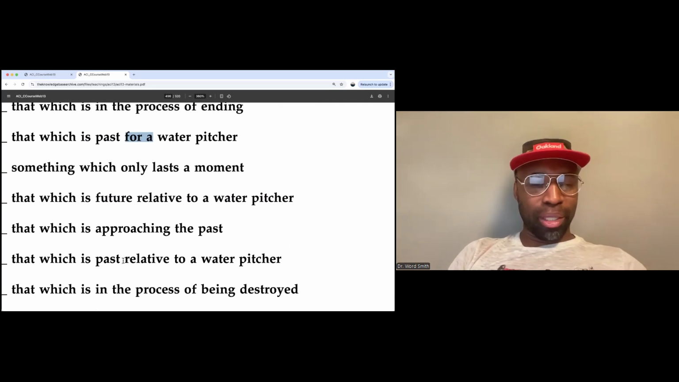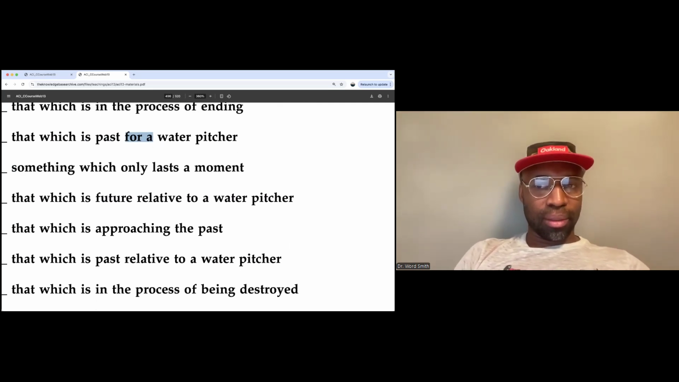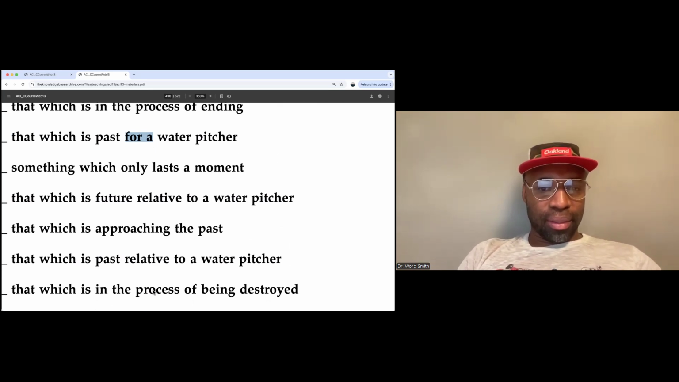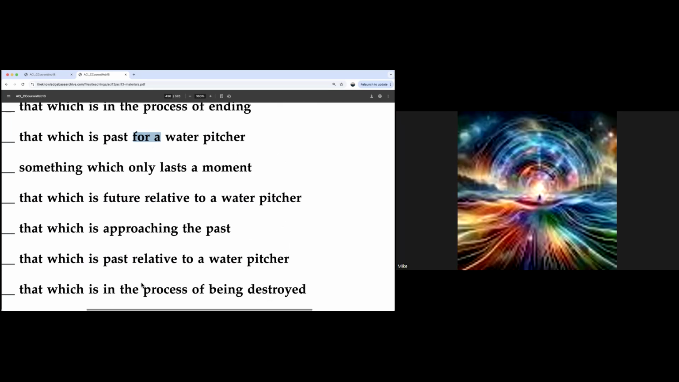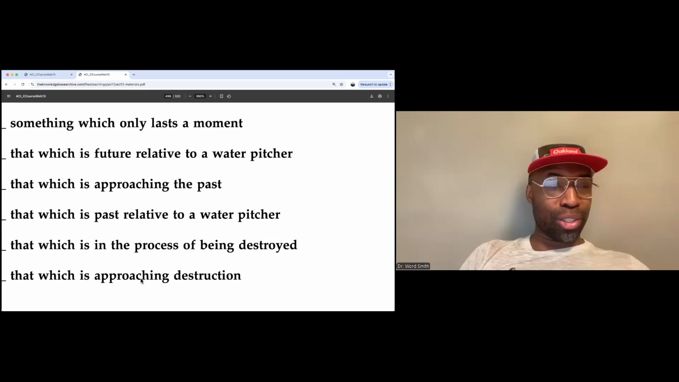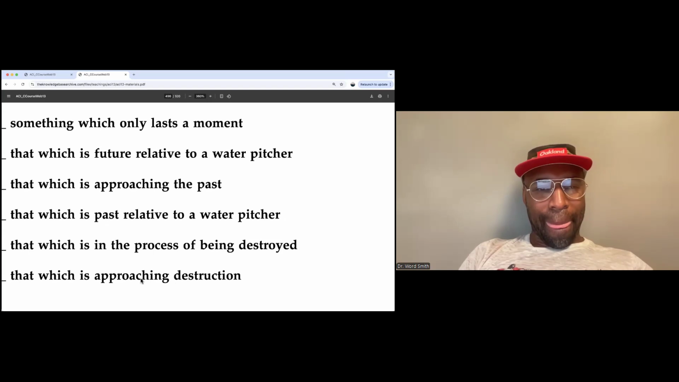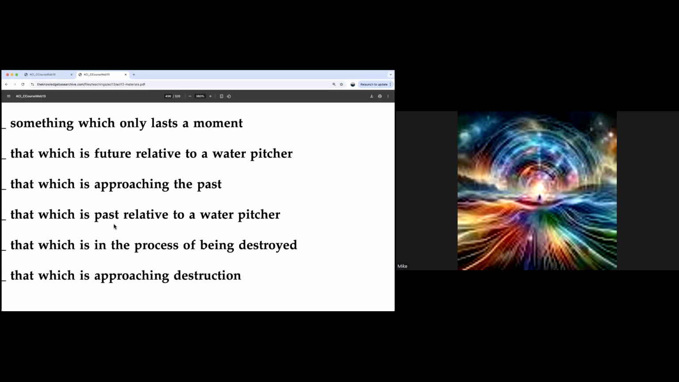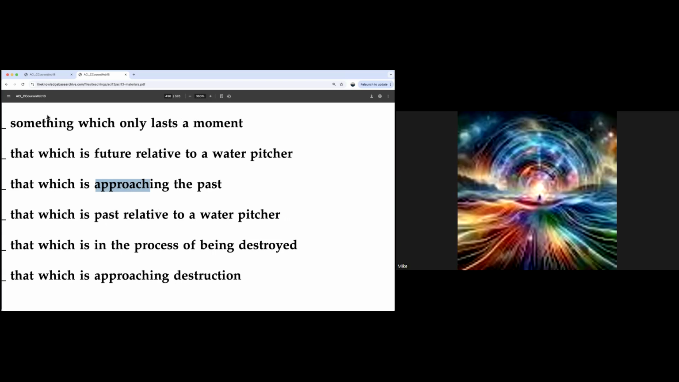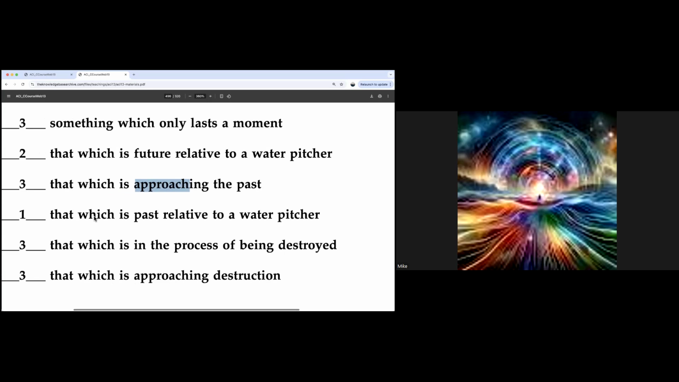That which is in the process of being destroyed. Okay, this one's easy. Has to be three, right? Yes. In the process. That which is approaching destruction. Three. It has to be three again, right? Yes. Milan said three? Yes. I think so too. Yeah, it is.